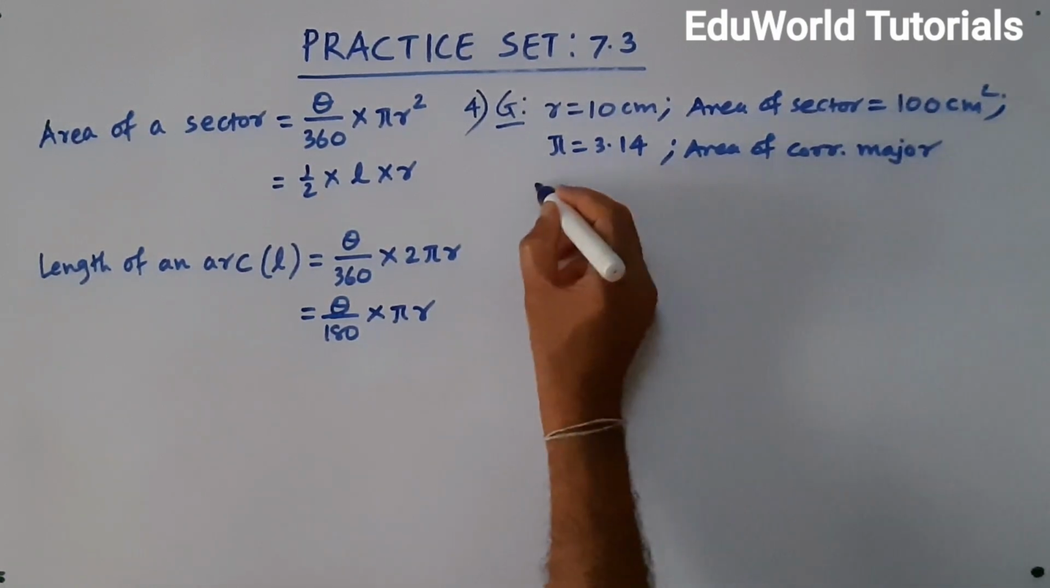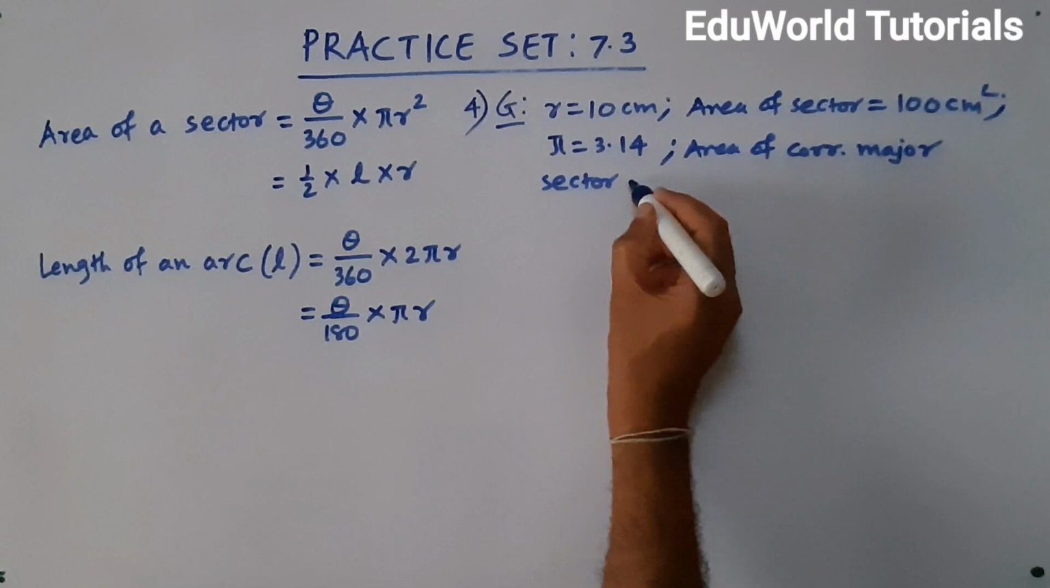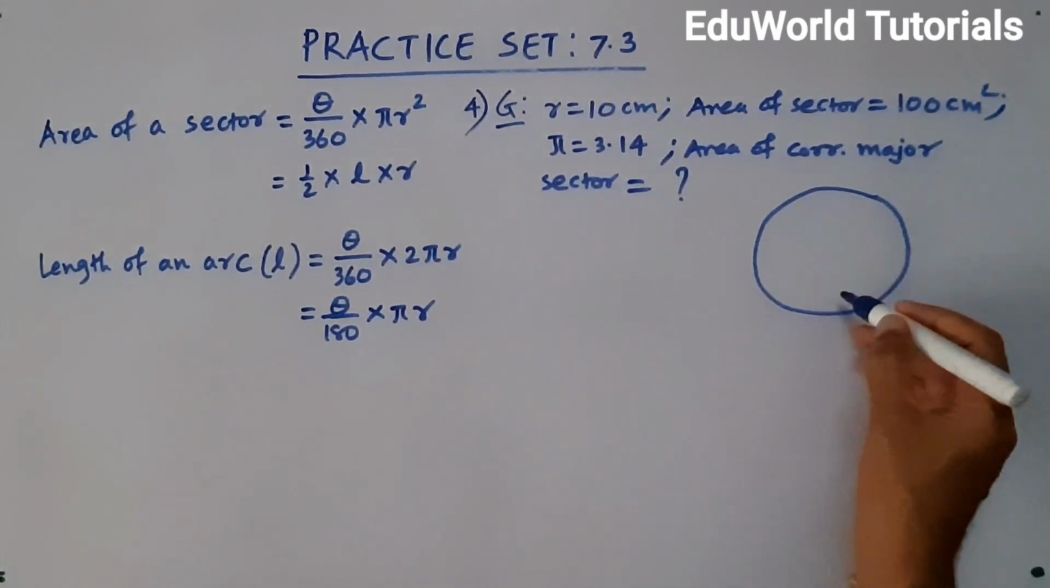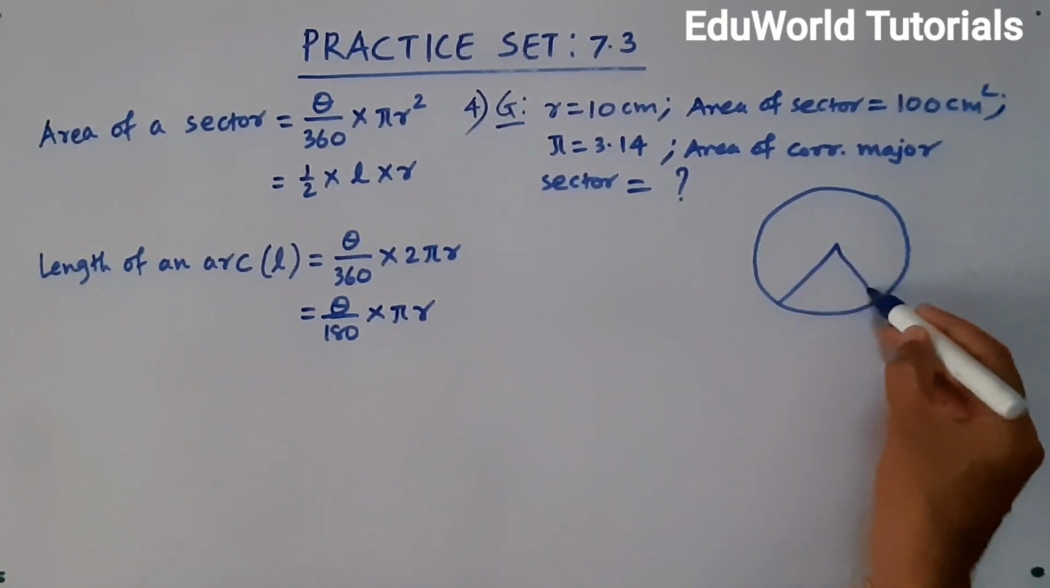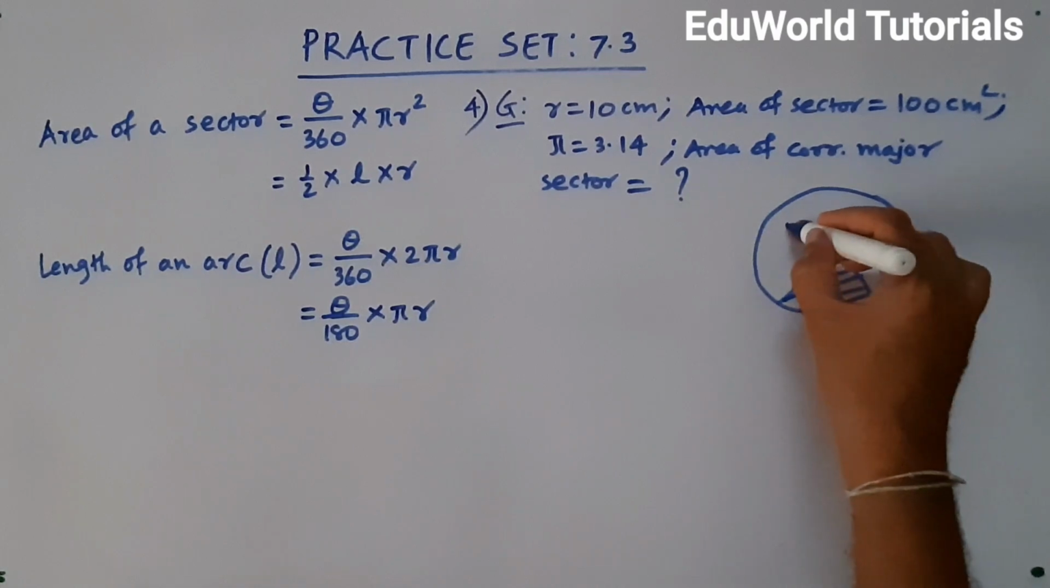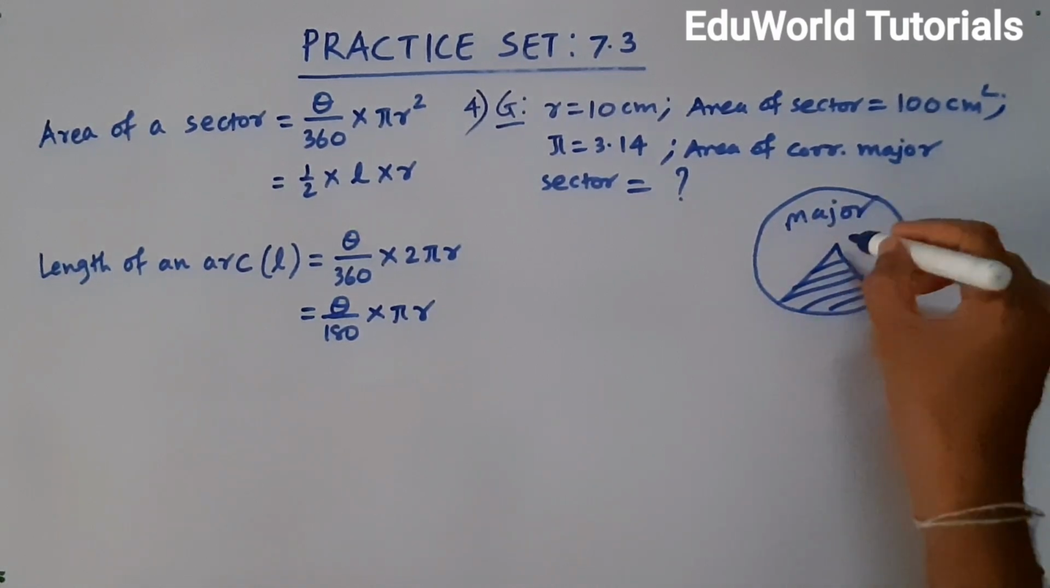Students, recall the concept of major sector and minor sector. If this is the circle, and if this is the minor sector, then the remaining part of the circle is the major sector. This is the major sector.